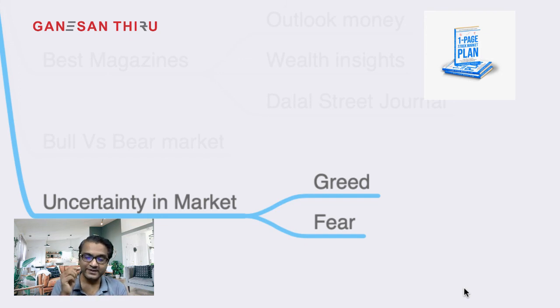The person who is able to understand how it is operating, pick the right stock and stay invested for a long time, irrespective of pessimism or optimism in the market, is the one who will make lots of money in the market as well as create wealth over a period of time. So I hope you understood today's topic.